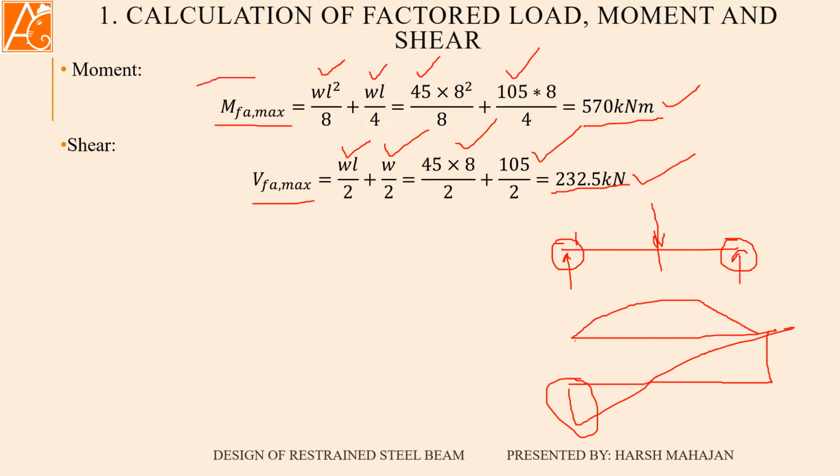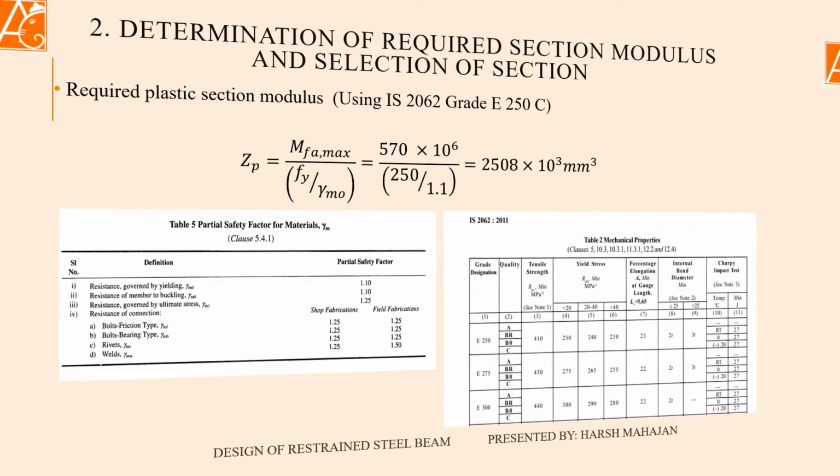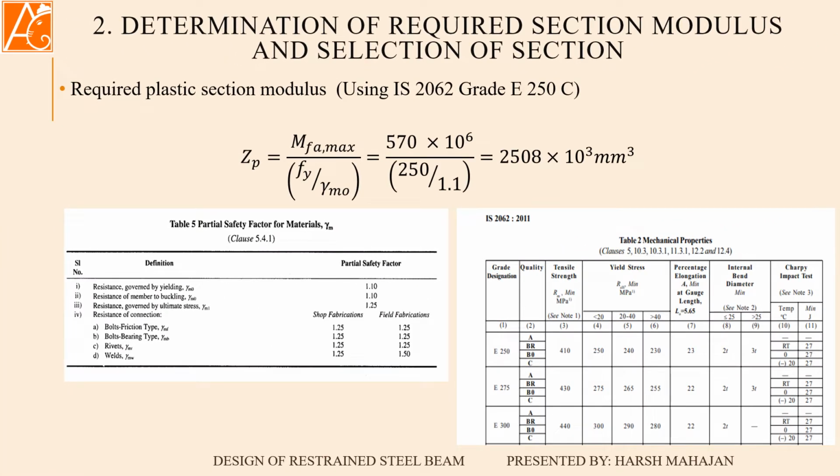Remember, we are designing for the maximum moment and maximum shear. We are checking our section to be adequate for this moment and shear. Step number 2, determination of required section modulus and selection of section. Now we are actually trying to figure out the plastic section modulus required.